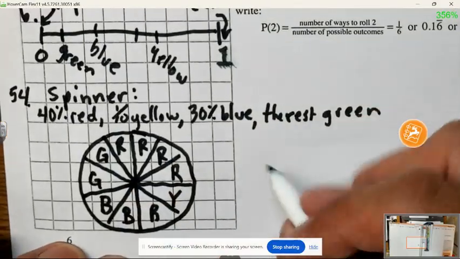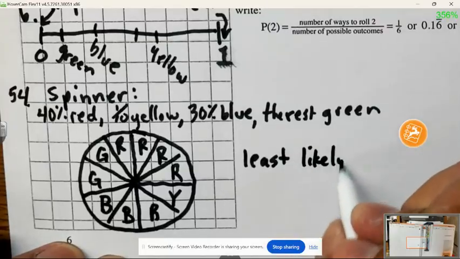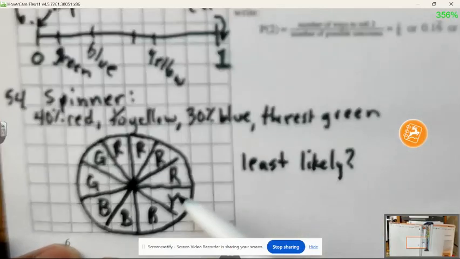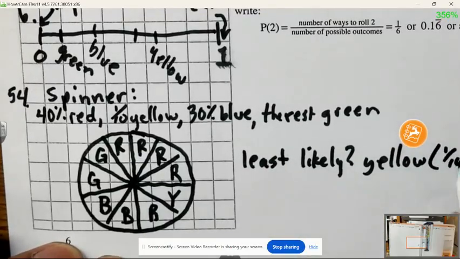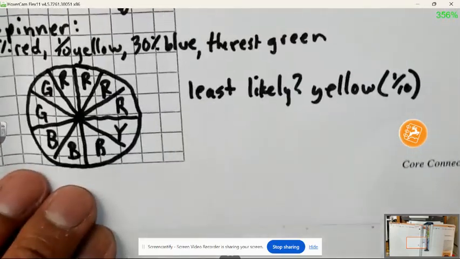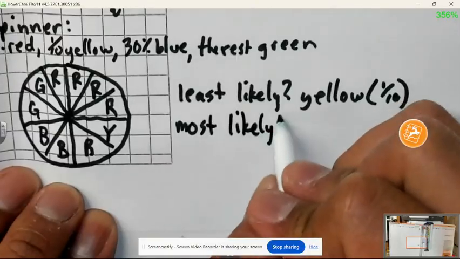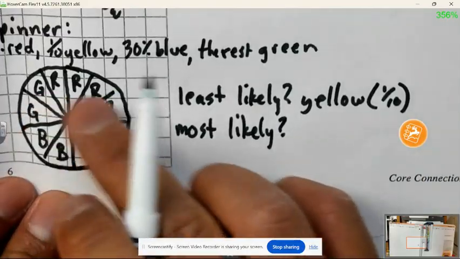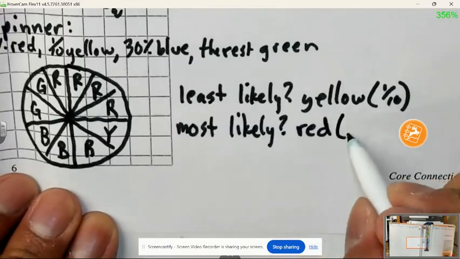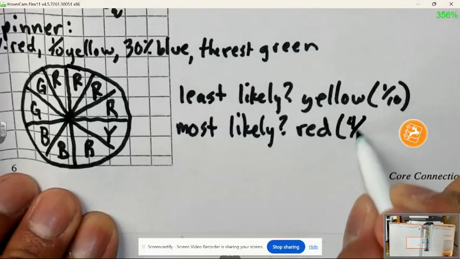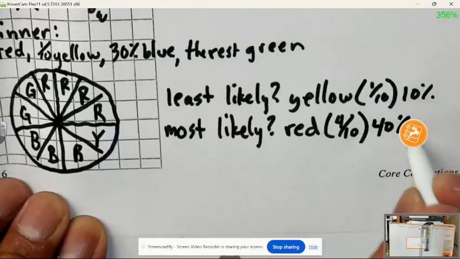Now, which one is the least likely to happen? And you see that it's yellow. There's only 1 yellow. Okay, that's 1/10 probability that we're going to get yellow. Which is the most likely? Since there are 4 reds, more than any other, we know that red is the most probable, which is 4/10. Okay, or we can look at the percents. That's 10%, and this is 40%.